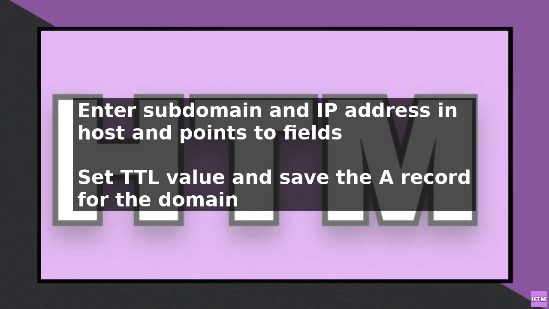Repeat the same process to create A records for the www subdomain, by entering www in the host field and the same IP address in the Points to field.